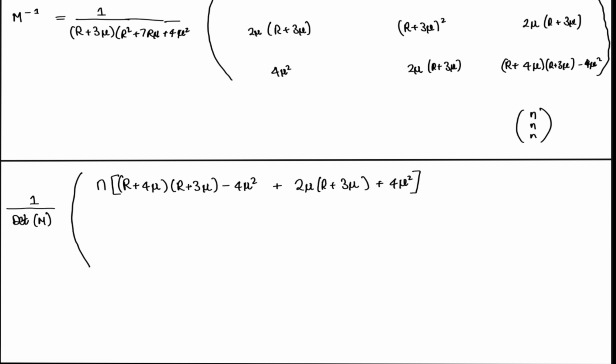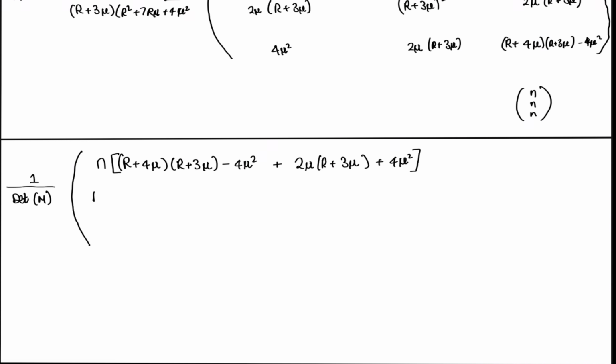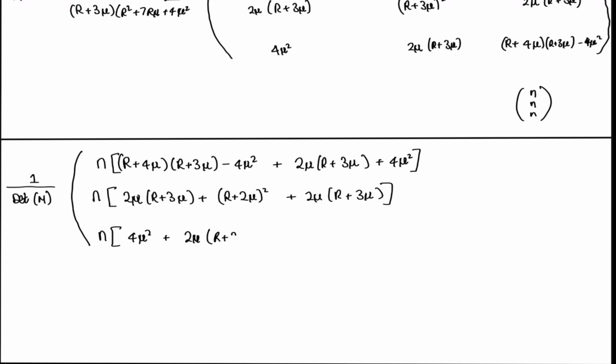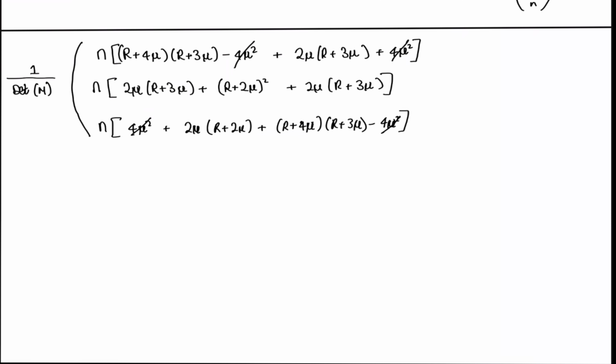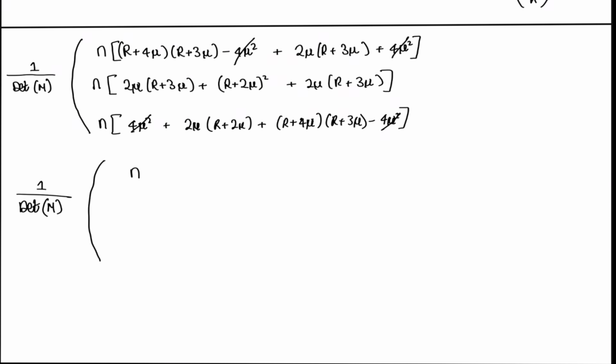Hopefully that makes sense. Doing that to the second row, we get this, and lastly doing the same to the last row, we get this. So hopefully we can see that we can cancel out the 4 mu squares, and what that allows us to do is now factorize further the r plus 3 mu. So we have 8 on the outside and r plus 3 mu, and that leaves inside the bracket r plus 4 mu plus 2 mu.